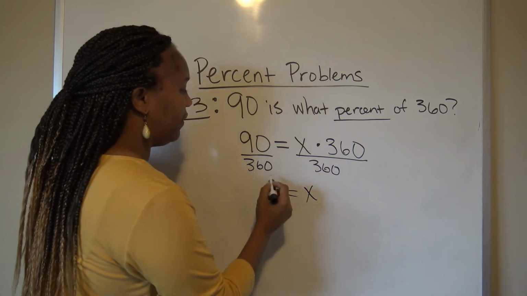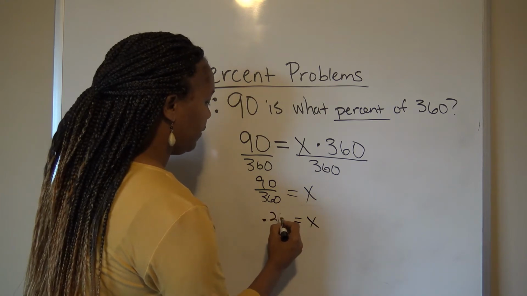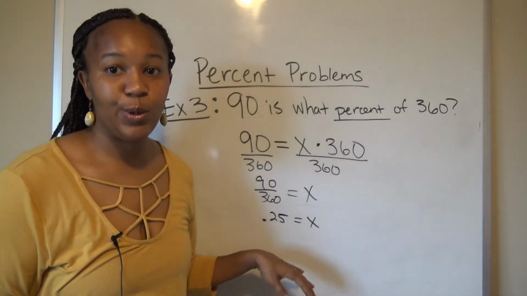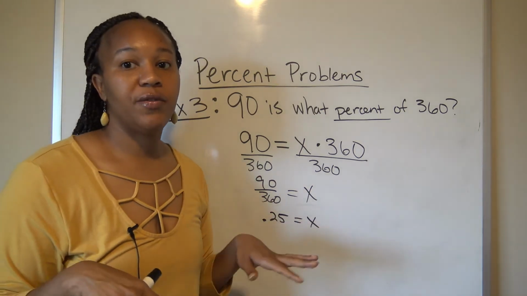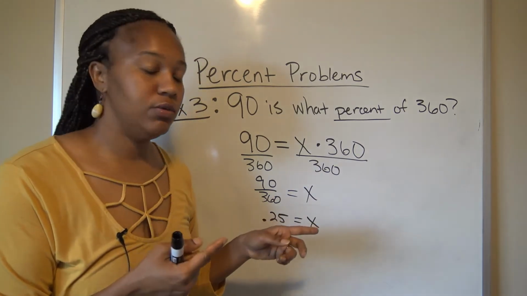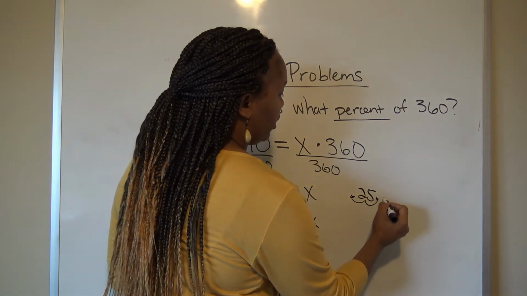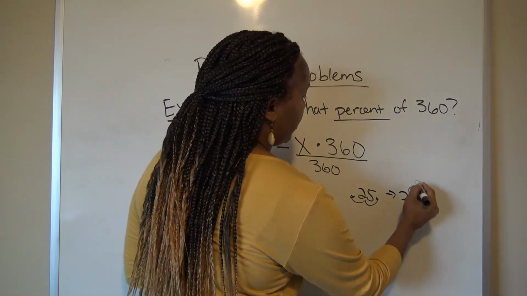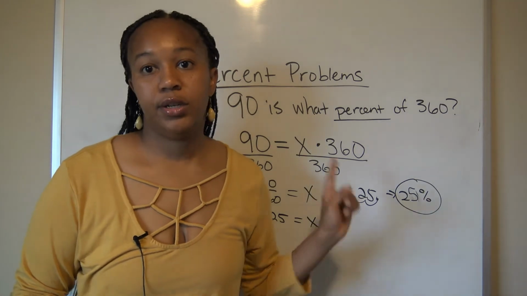And so we will do 90 divided by 360. 90 divided by 360 is 0.25. And so 0.25 represents our percent, but as a decimal. So now to convert a decimal back to a percentage, since we went to the left 2 times to convert a percent to a decimal, then we're going to go the opposite direction to go back to a percent. So now we're going to go to the right 2 times. So 0.25, move the decimal to the right 2 times, and that gives us 25%. So 25% is your answer. So 90 is what percent of 360? 90 is 25% of 360.